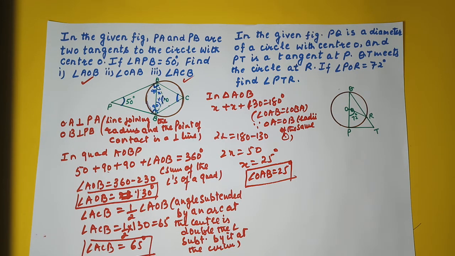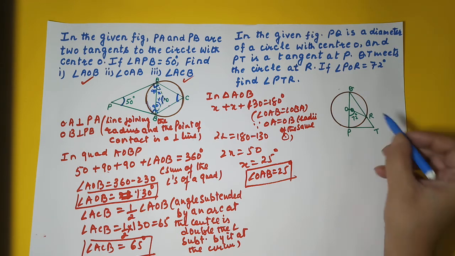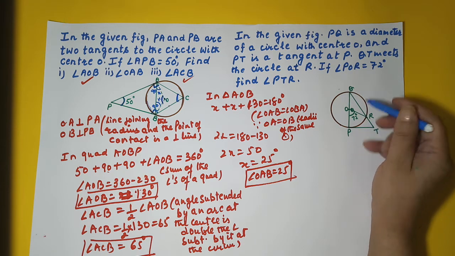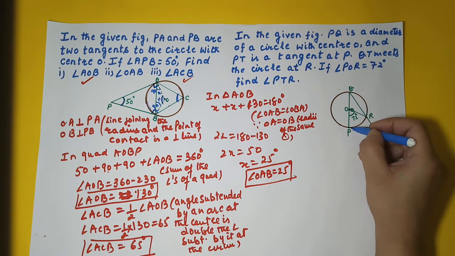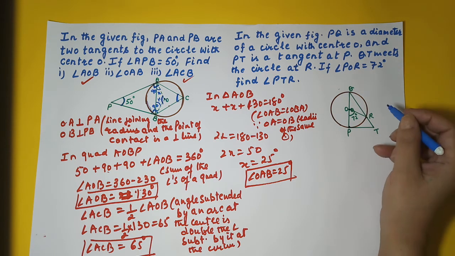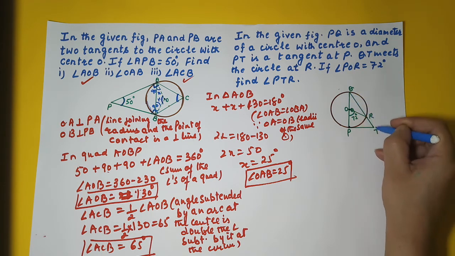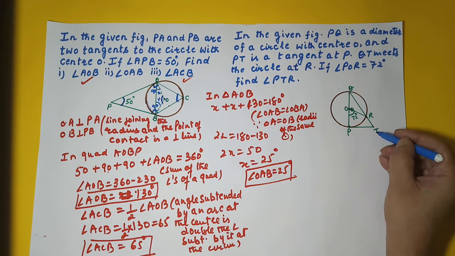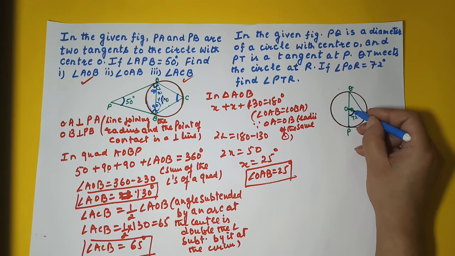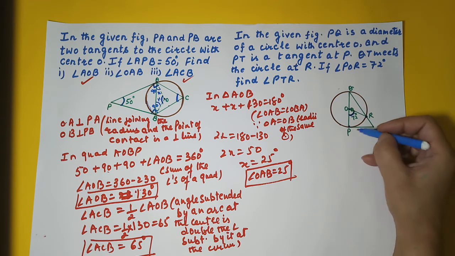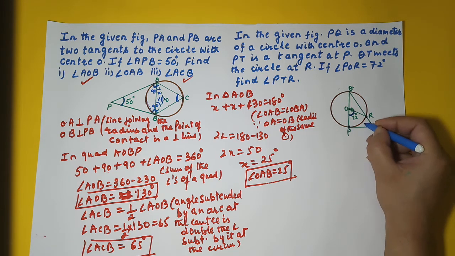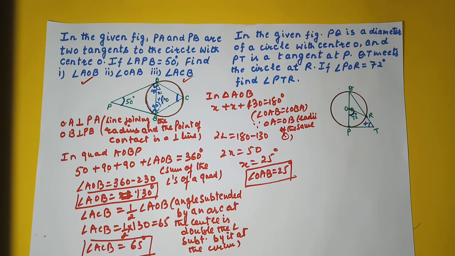Now, another question. Here he says that in the given figure, PQ is the diameter of the circle, right? With center O, and PT is the tangent to this circle at P. That means P is the point of contact. QT meets the circle at R. QT is a line. It meets the circle at R. He's saying that if angle POR, that means this angle, is 72 degrees, calculate angle PTR. Okay. So that means this angle we have to calculate. Let this be X.